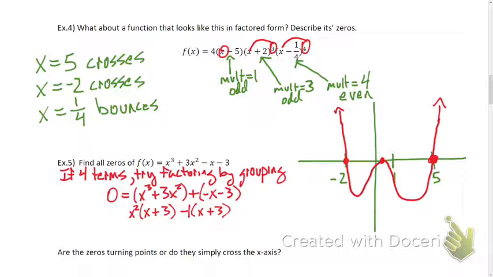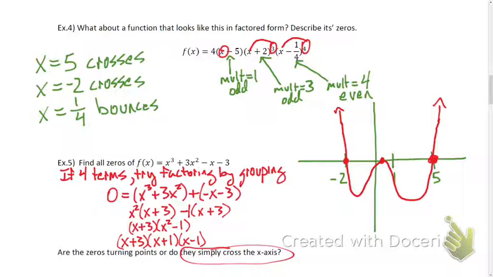So what you do is you take that x plus 3 out, and I have an x squared left and a -1. Then you can take it even further and factor that to x plus 1, x minus 1. And for this problem, it looks like they all simply cross the x-axis because they all have a multiplicity of 1, which is odd. They all cross the x-axis.